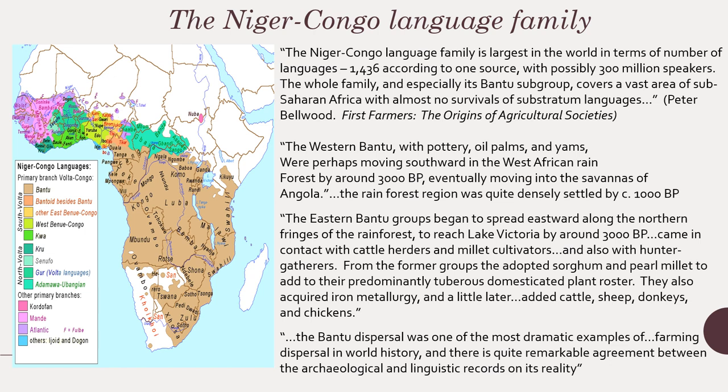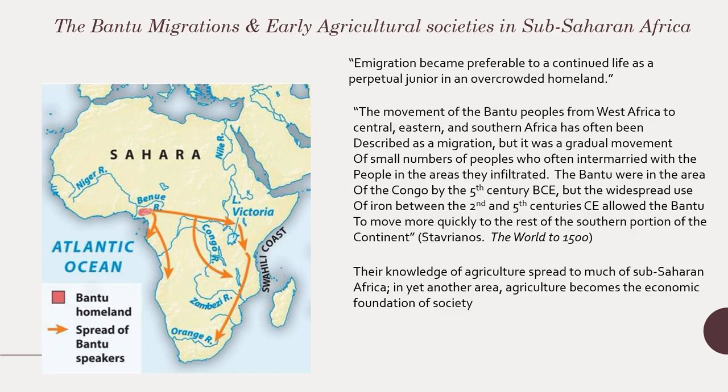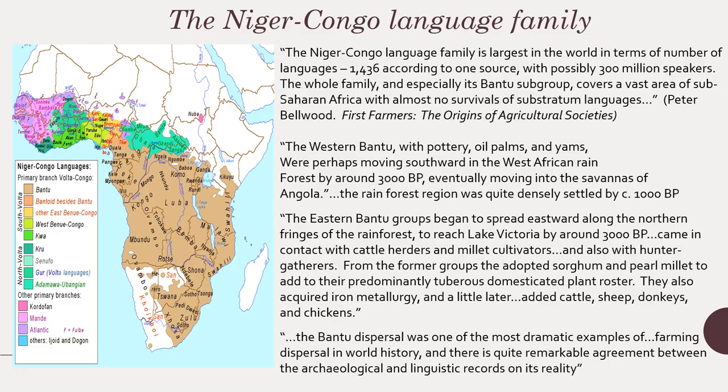The Eastern Bantu, and we saw on the previous map, the arrows going out to the right. The arrows going straight down from the little dots around Nigeria or Cameroon represent the Western movements. So the Eastern Bantu groups began to spread eastward along the northern fringes of the rainforest to reach Lake Victoria by around 3,000 years ago. There they came in contact with cattle herders and millet cultivators. Millet is a type of grain, and also with hunter-gatherers.